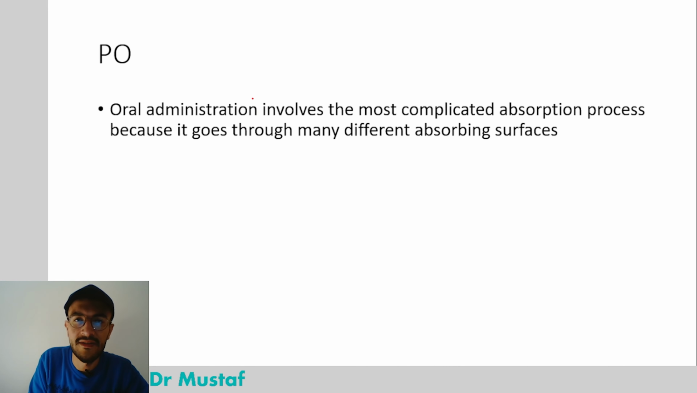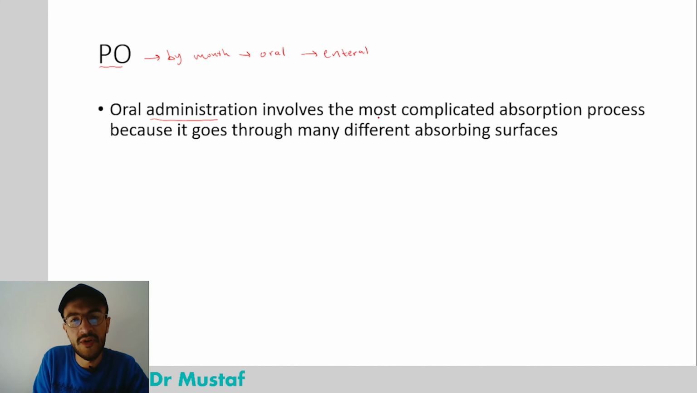So first, let's talk about the oral route. PO is a Latin abbreviation and it means by mouth, which is also the oral route. The oral route is considered an enteral type of route. The oral administration of a drug involves the most complicated absorption process because it goes through many different absorbing surfaces, starting from the mouth until the rectum.